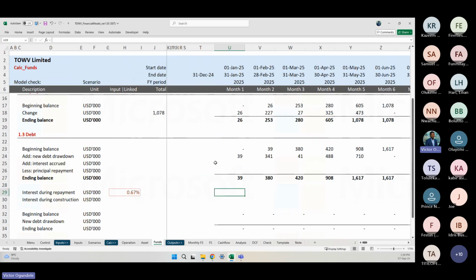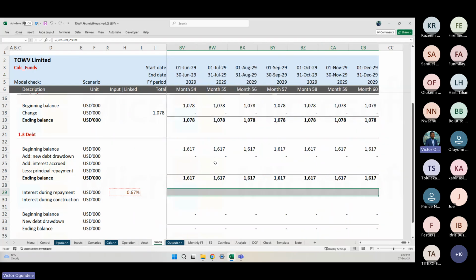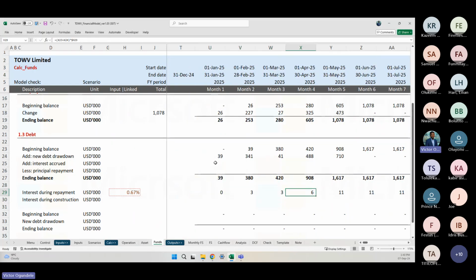And to avoid the circularity, we're going to do equal to, open my bracket, my beginning balance plus my new debt drawdown, close the bracket, and multiply by the what? Multiply by the interest rate. I can copy that across for the forecast period.